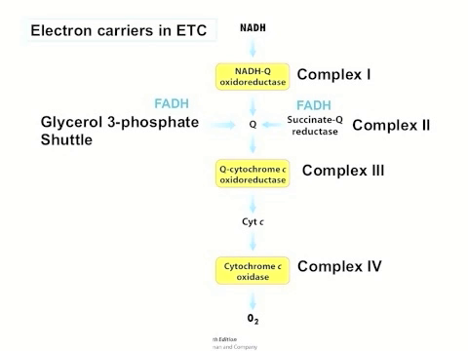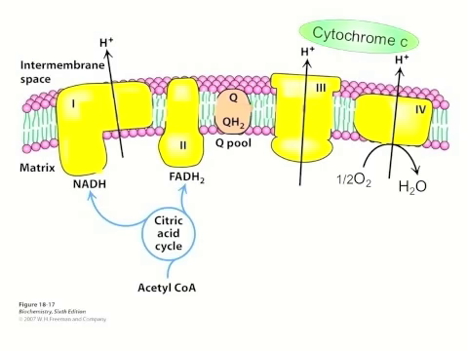Now that we have the electrons in cytochrome C, we're going to use those electrons to reduce molecular oxygen to form water. And the enzyme that does this is actually complex 4. Complex 4 is also known as cytochrome C oxidase because we're oxidizing cytochrome C. And so this schematic shows the electron transport chain.